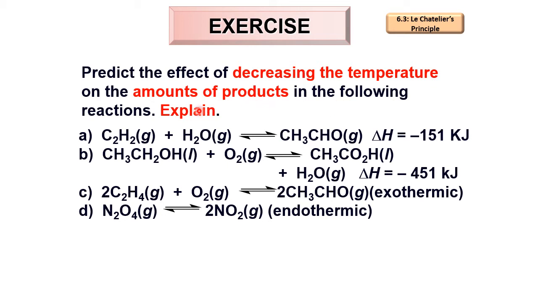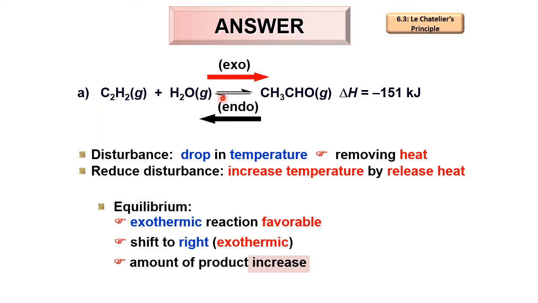Okay, in the following reactions, explain. Let's look at them one by one. A, the enthalpy is negative, which means it is exothermic, so heat is on the product side. Now we check, the change is a decrease in temperature, right? So we try to reduce the disturbance by increasing the temperature by releasing heat. A drop in temperature means the exothermic reaction is favorable. So the equilibrium position will shift to the right, and the amount of product increases.